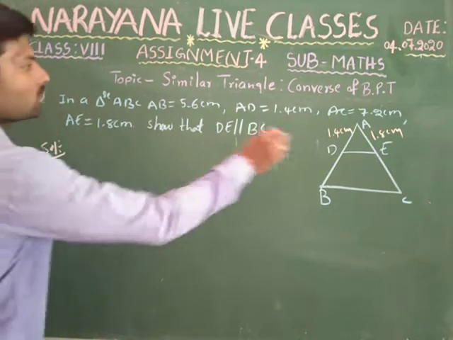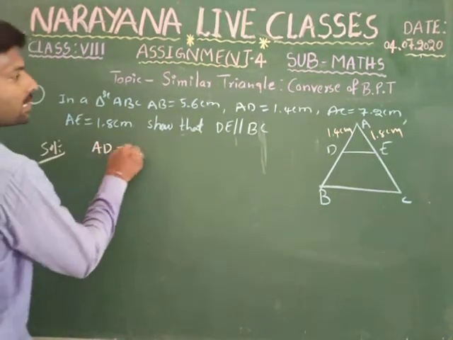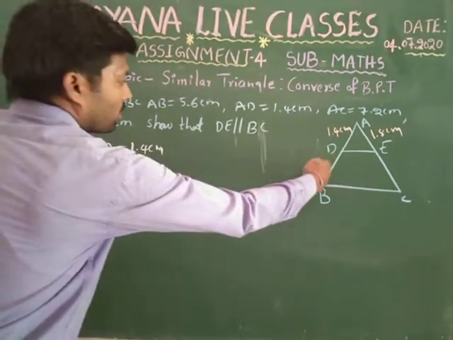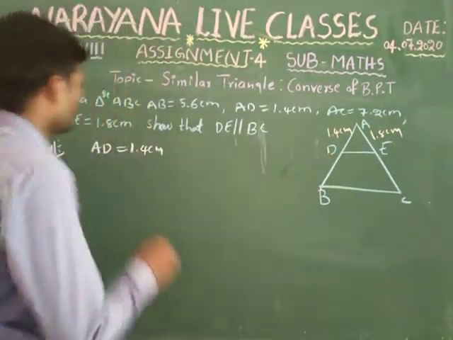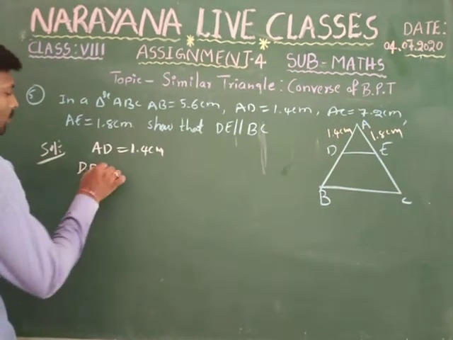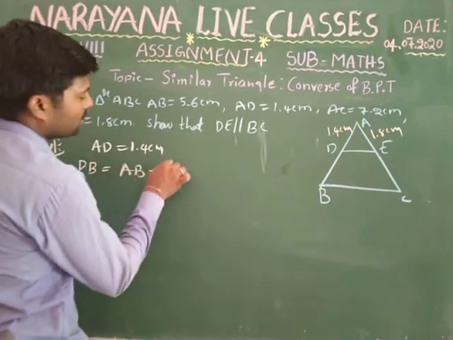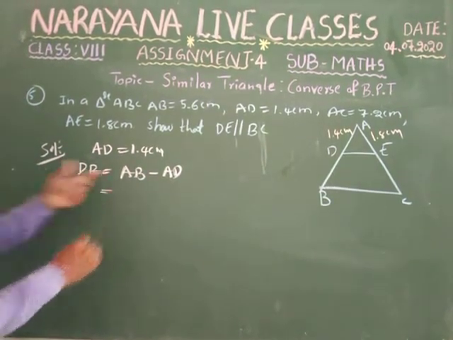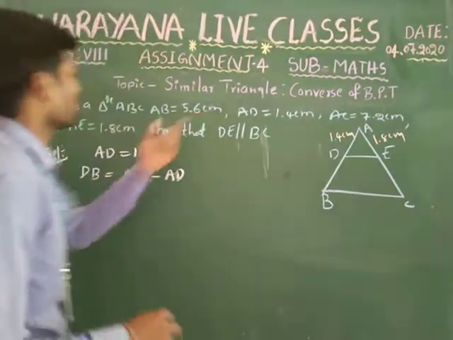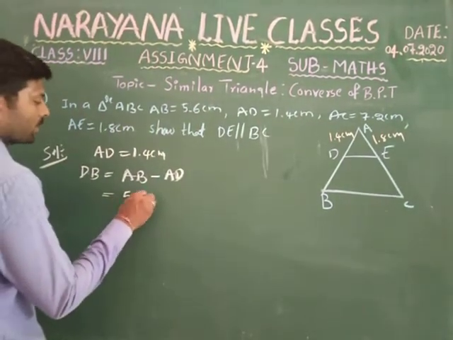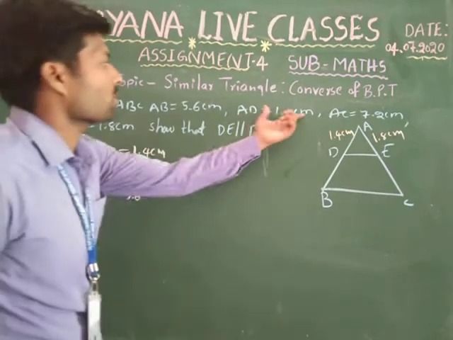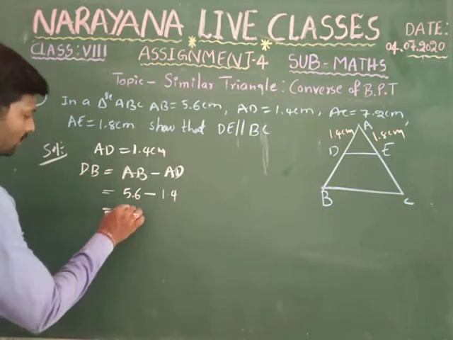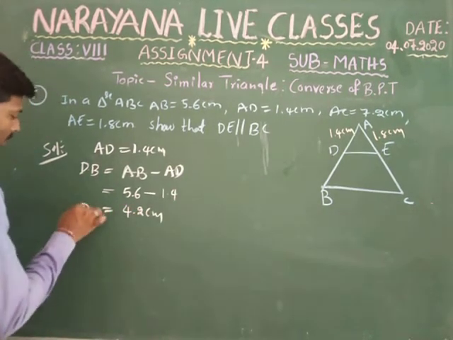First of all, AD is equal to 1.4 centimeters, which is given. What about the value of DB? DB is not given, but we can find it. DB is equal to AB minus AD. If you subtract AD from AB, we get the value of DB. AB is 5.6, minus AD which is 1.4, that is 4.2 centimeters. That is DB.